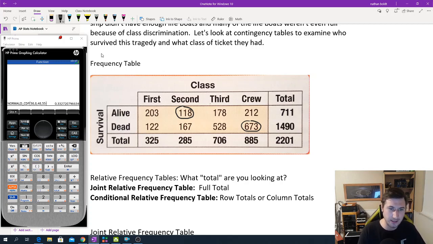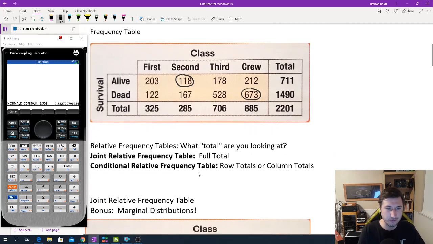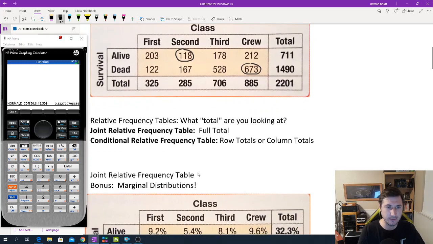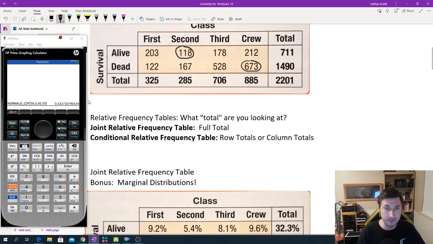There's two types of tables we can make from a frequency table. A relative frequency table, which is simply taking all of these numbers and turning them into percents. The key there is that your total that you're using for those percents is the full total, the 2,201 in this case. All right, you're dividing everything by the full total.